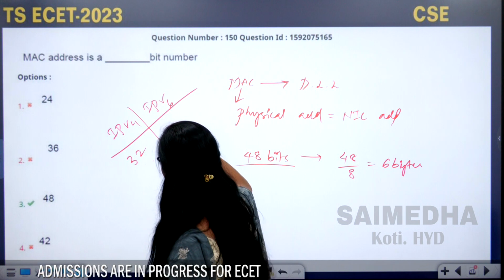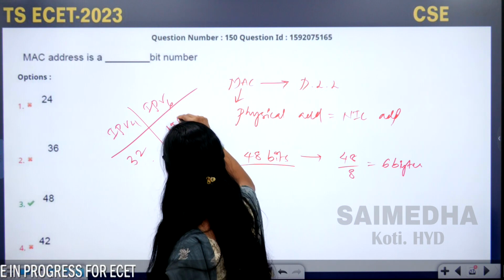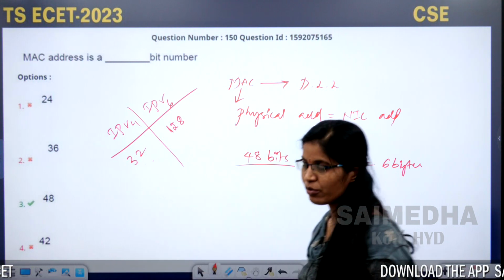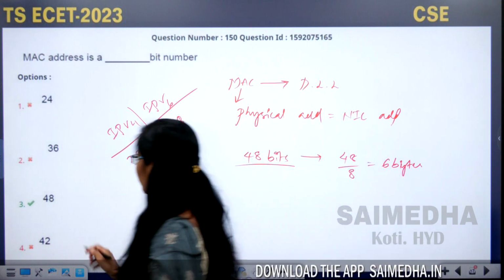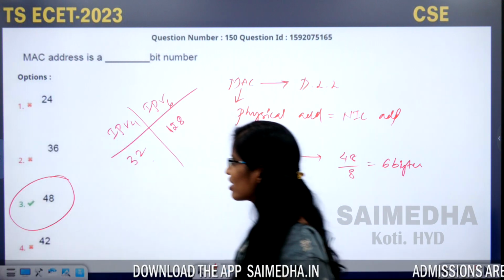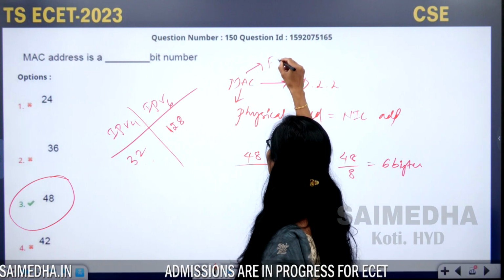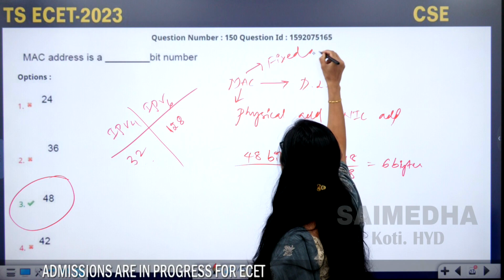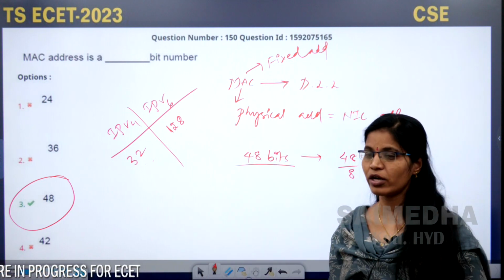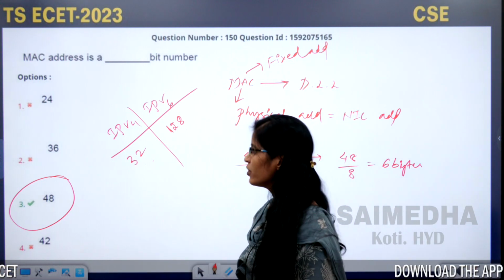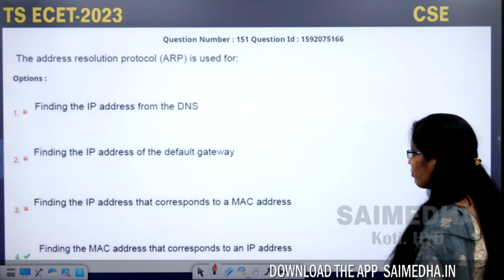And in case of IPv6, 128 bits are used at a time. They are asking about the MAC address, and the MAC address uses 48 bits. This MAC address is also known as the physical address. The MAC address is always fixed. It doesn't change. But the IP address is the logical address and it will change. So the answer here is 48 bits.